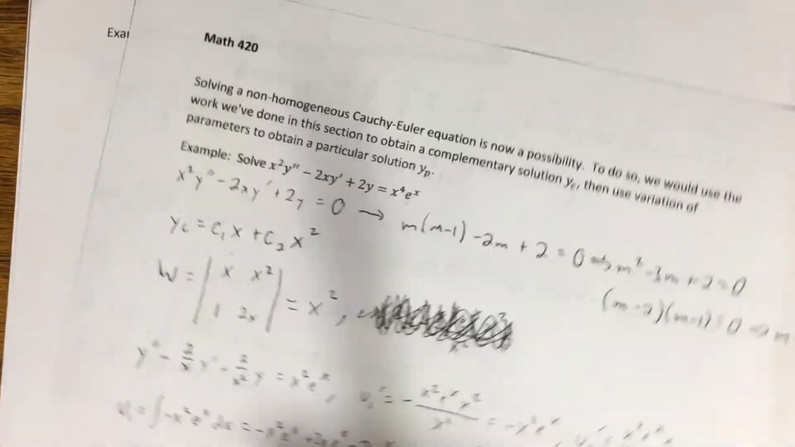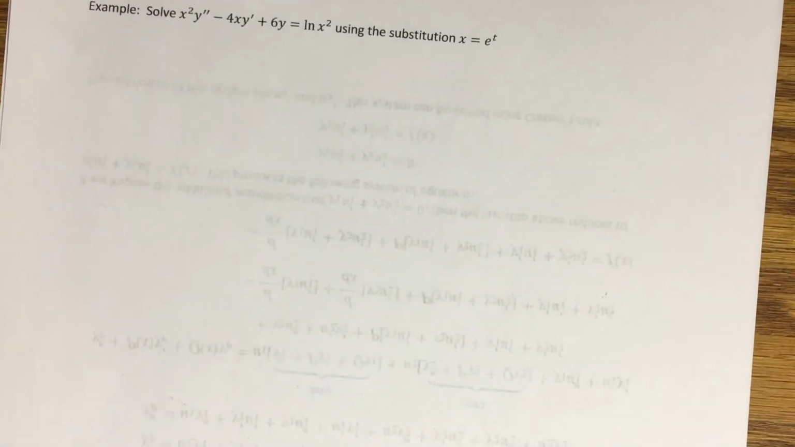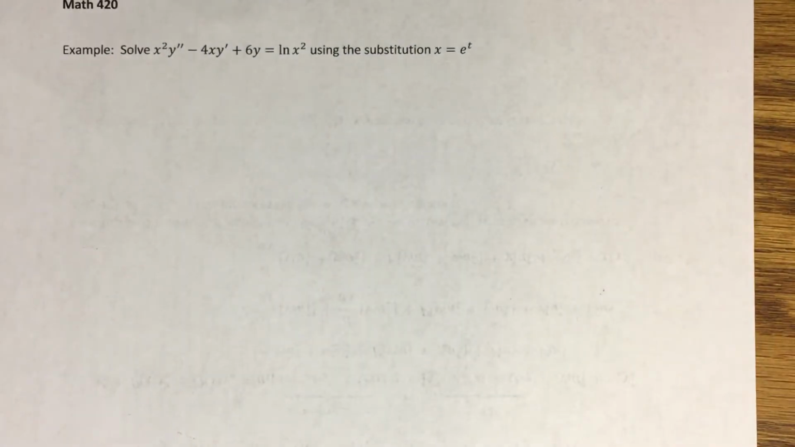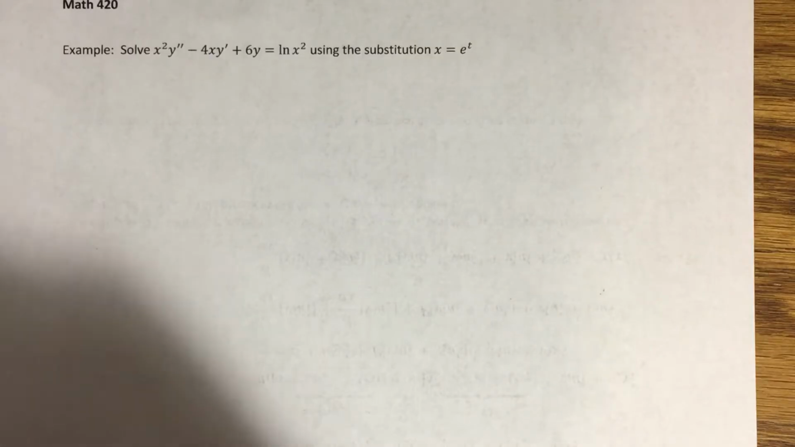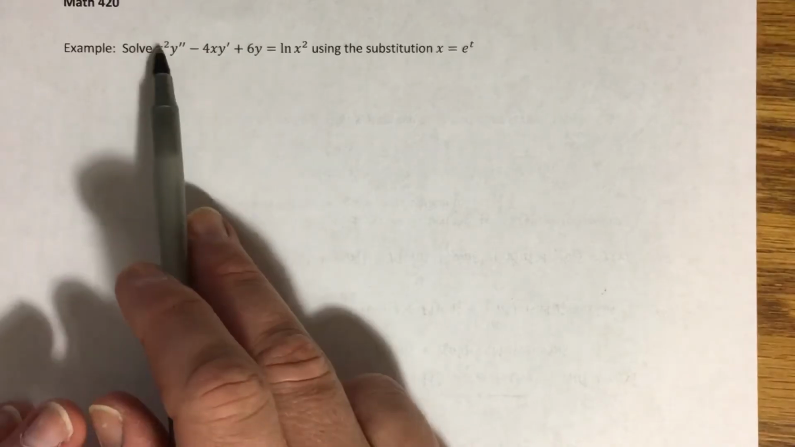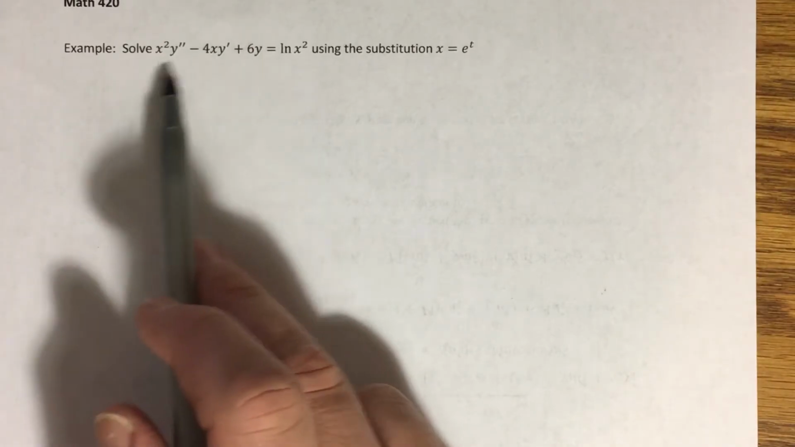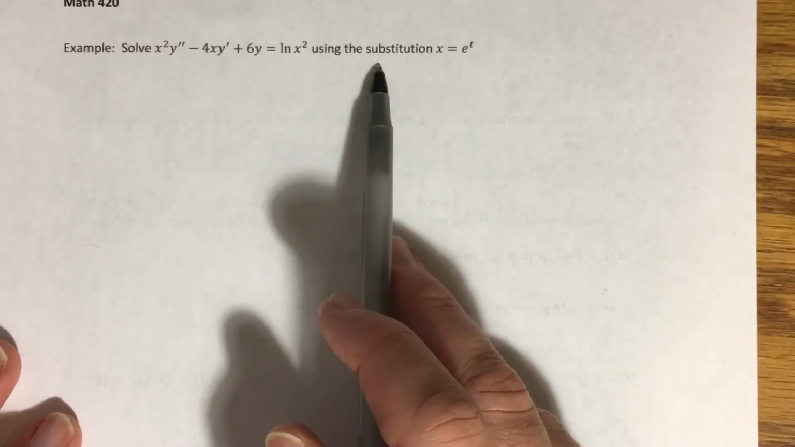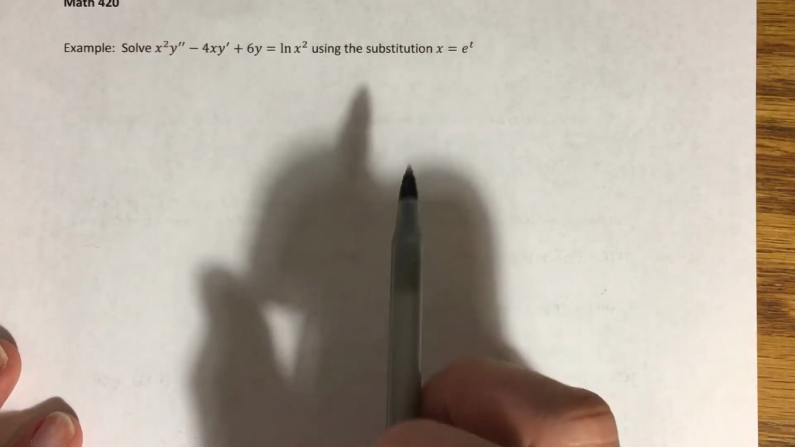So I'm going to try an example where we do that. We're going to solve another Cauchy-Euler equation, but we're going to see about using this technique. Okay, here it is. Verify that it is Cauchy-Euler by looking at the powers of the x's and the derivatives on our y's. It is Cauchy-Euler. And what we want to do is make the following substitution: x equals e to the t.